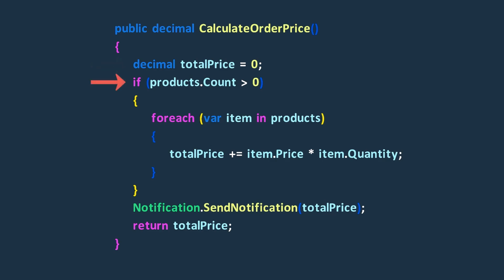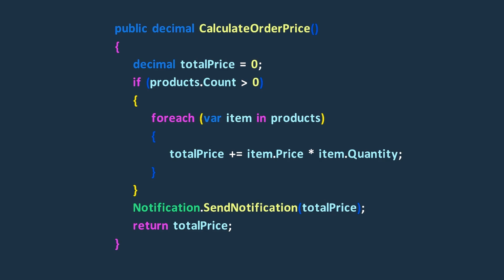Next, we check if the products property contains any items. If there are products, we iterate over each product and calculate the total price by multiplying the price of each item by its quantity and adding the result to the total price variable. After calculating the total price, we send a notification to the customer. Finally, we return the total price. As you can see, this method combines both querying and modifying operations.